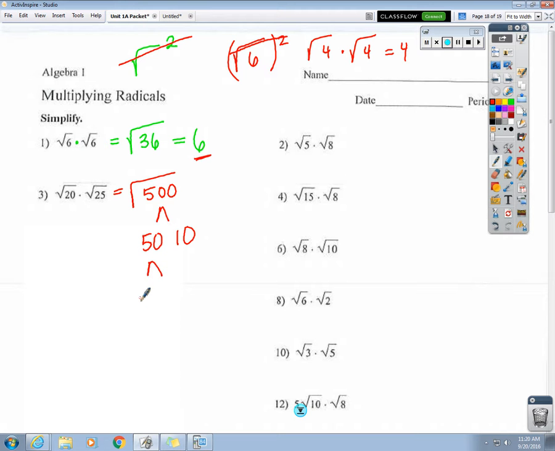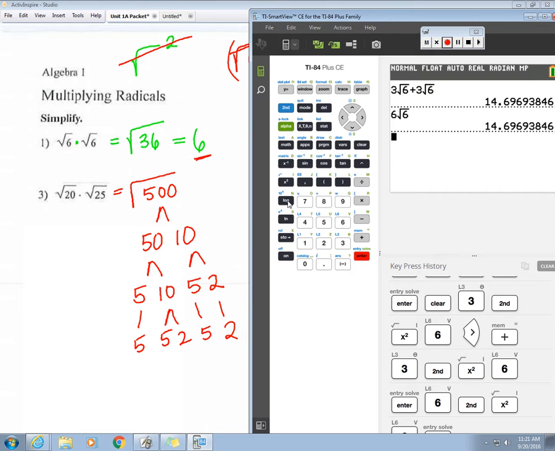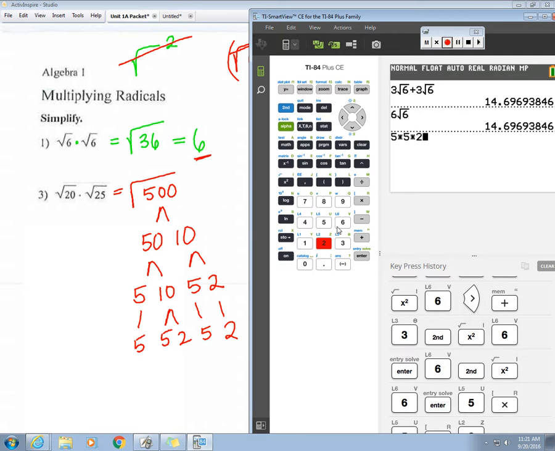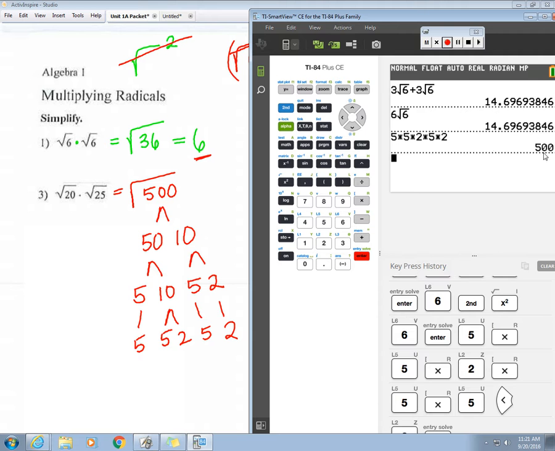50 then comes down to 5 and 10. 10 breaks down to 5 and 2. 5's prime, so it comes down. 10 becomes 5 and 2. And then those are prime. Now remember, if you're ever working these and you're like, man, I'm not sure if I did my factor tree right, can't you just type in your factors at the bottom? 5 times 5 times 2 times 5 times 2. And then it equals 500. So I know we have the right factors.